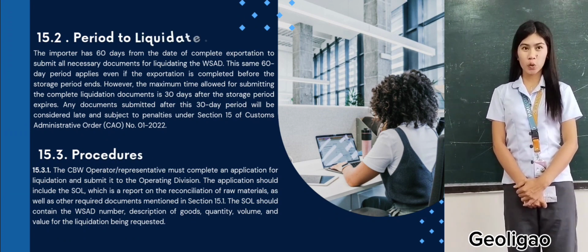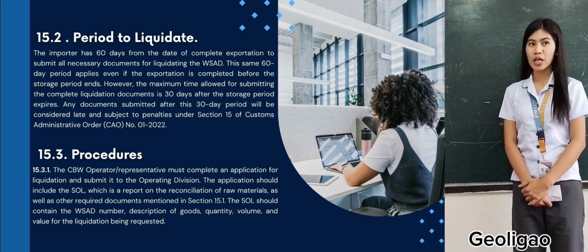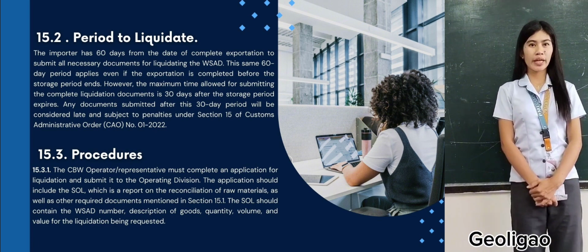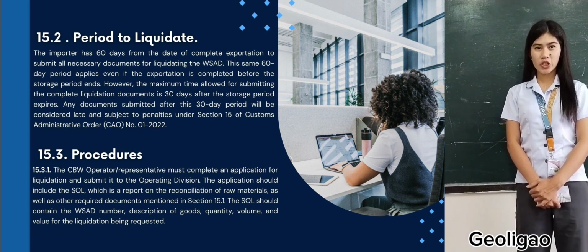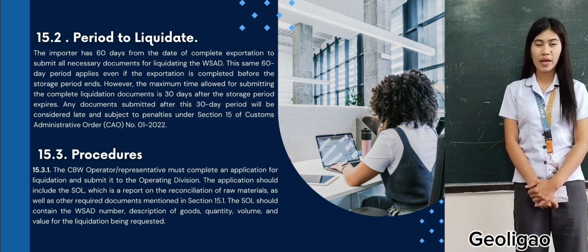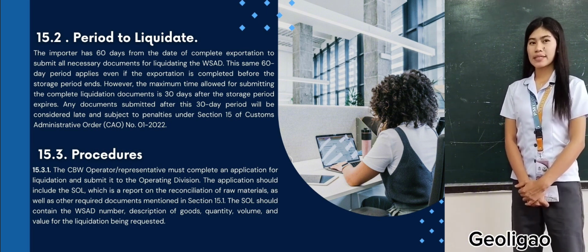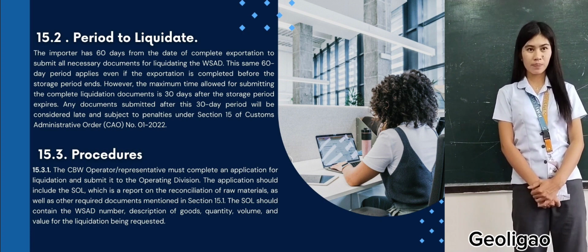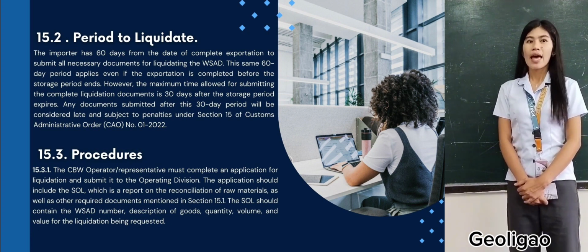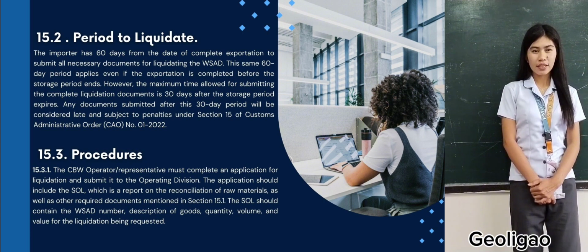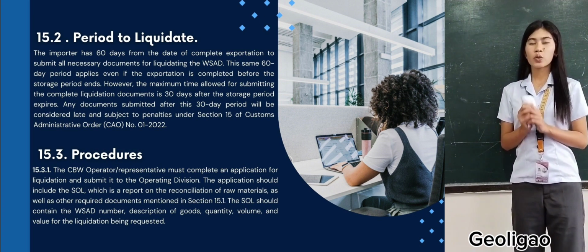Section 15, subsection 2, period to liquidate. The importer has 60 days from the date of complete exportation to submit all necessary documents for liquidating the WSAB. This same 60 days period applies even if the exportation is complete before the storage period ends. However, the maximum time allowed for submitting the complete liquidation documents is 30 days after the storage period expires. Any document submitted after this 30 days period will be considered late and subject to penalties under Section 15 of Customs Administrative Order Number 1, 2022.